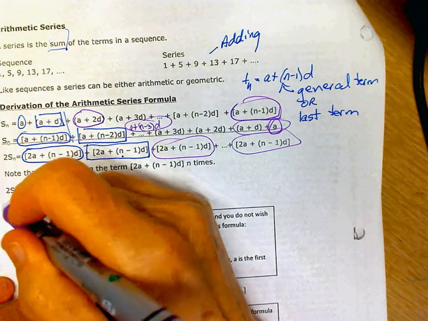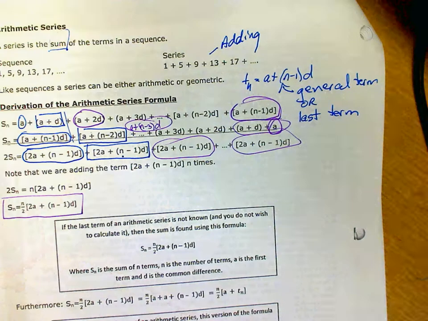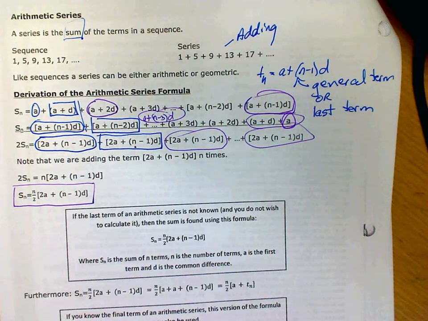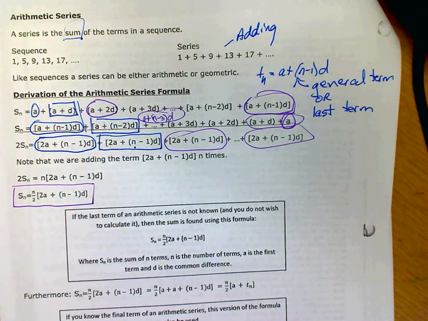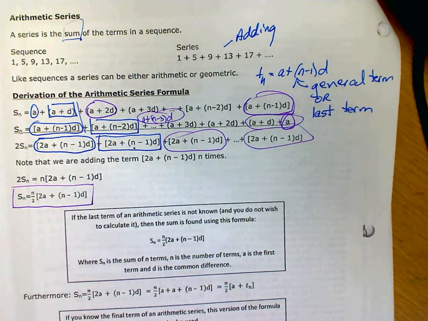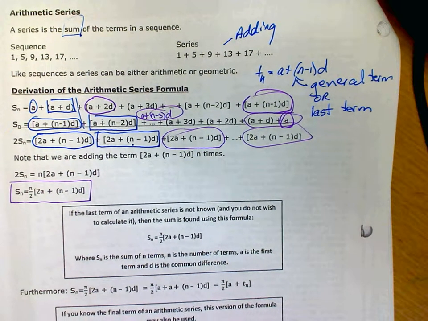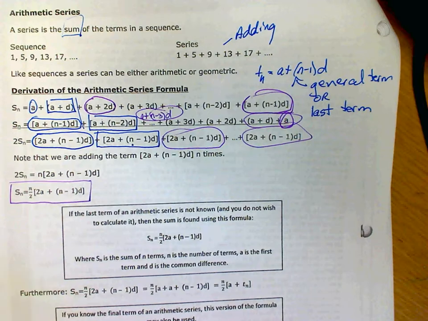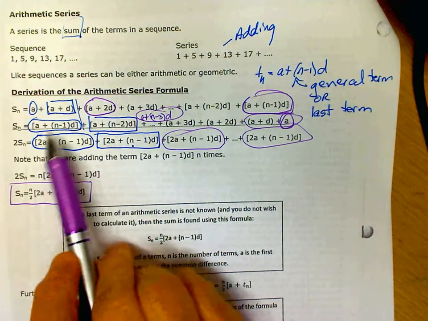Can I explain that any better? Or yes? Will we need to know how to derive the series formula? I have never seen a test question yet where you've had to derive the sum formula. I've never seen it yet. I can tell you that. It might be possible, but you should understand. Is there something here you don't understand?